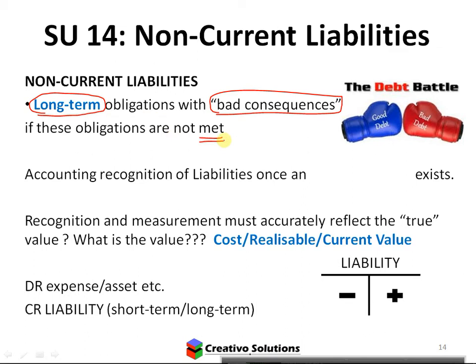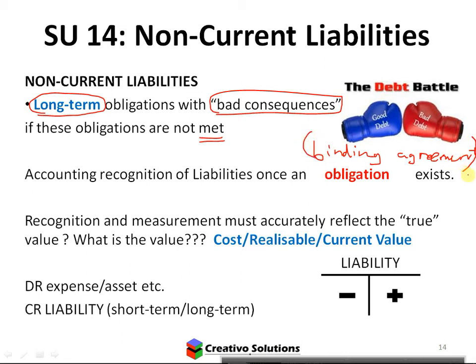There's going to be repossession. There's going to be insolvency. So what does the accounting recognition do? The accounting recognition looks at the liability when what exists? What must exist for an obligation to arise? A contract. There needs to be an obligation, some sort of binding agreement between two parties.